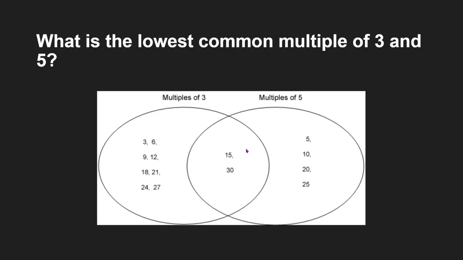So this process is pretty straightforward, and finding the lowest common multiple isn't too hard as long as you can find multiples of these and then find the first couple common multiples.